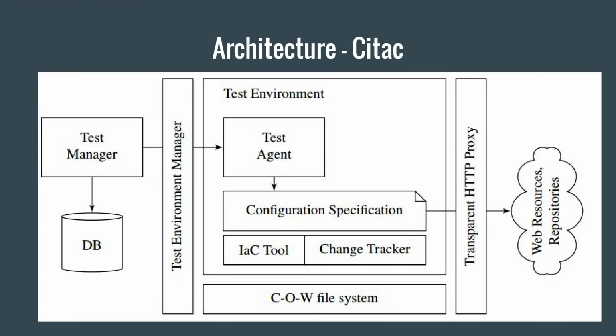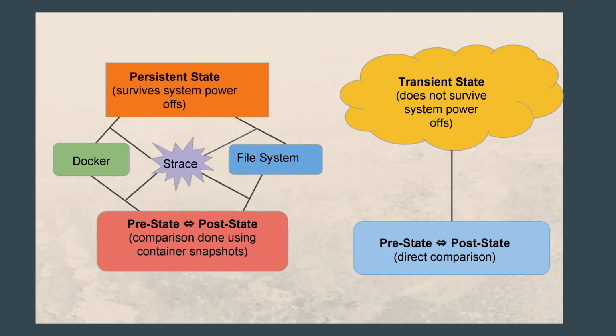The architecture for Asserting comprises the following major components: Test Manager, Database holding configuration specifications, Test Environment Manager, Test Agent, Transparent HTTP proxy. Reliably tracking system changes that are affected by configuration scripts is a core requirement of their approach. So a method was devised to track system changes in persistent and transient system states.